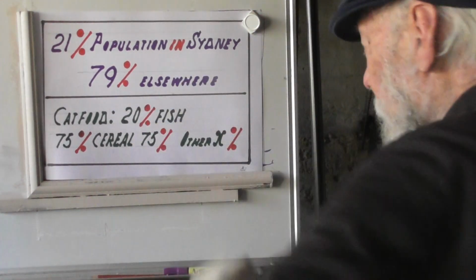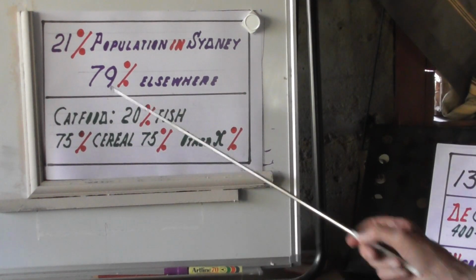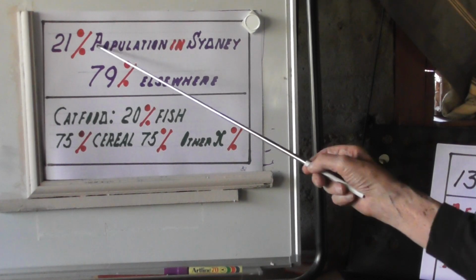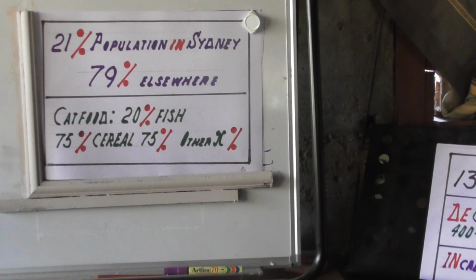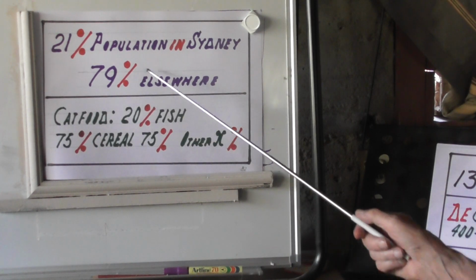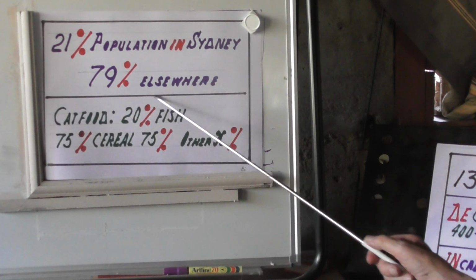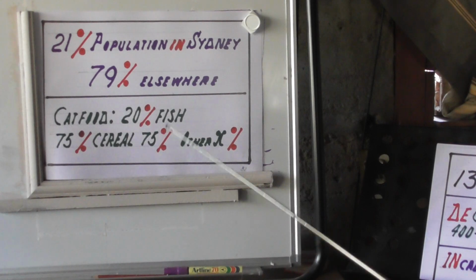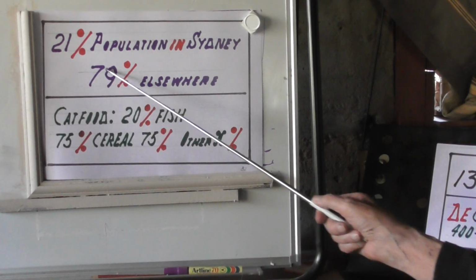This is the easiest one in the book, I guess. If 20% of the Australian population is in Sydney, well, the rest of the population in Australia lives elsewhere. Because the total population, this is called the whole population, means 100%. So there's 80 missing.